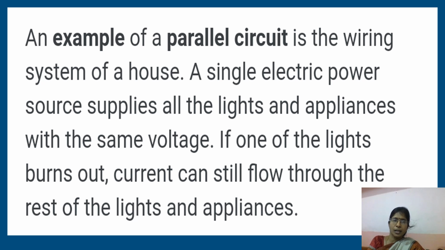So a single electric power source supplies all the lights and appliances with the same voltage. The function of the parallel circuit is that a single electric power source supplies all the lights and appliances with the same voltage. So the same voltage is supplied to all the appliances in a parallel circuit. If one of the lights burns out, current can still flow through the rest of the lights and appliances.